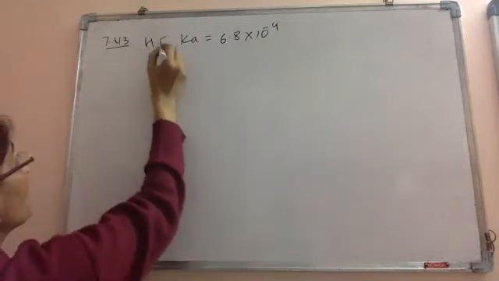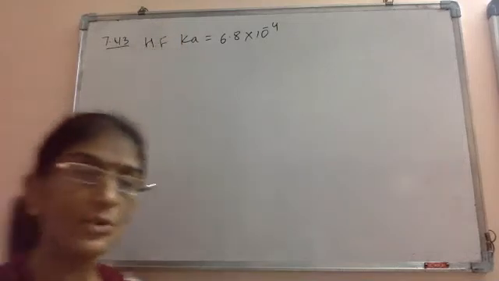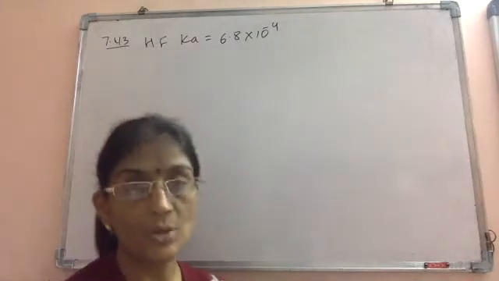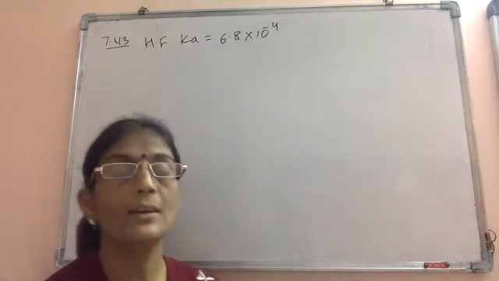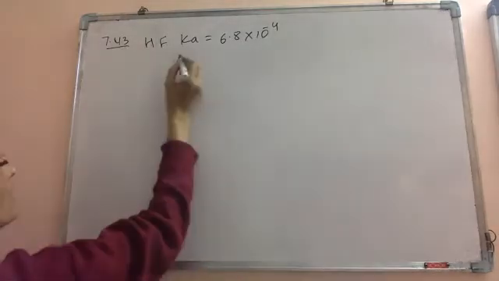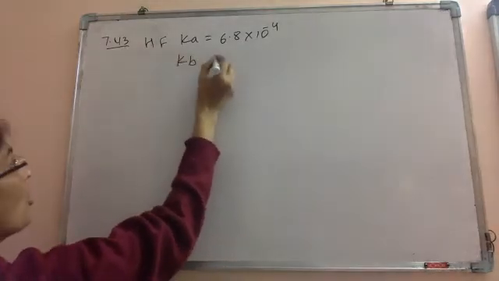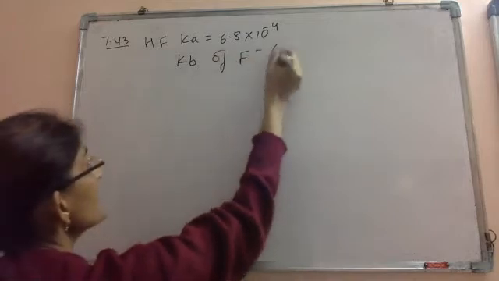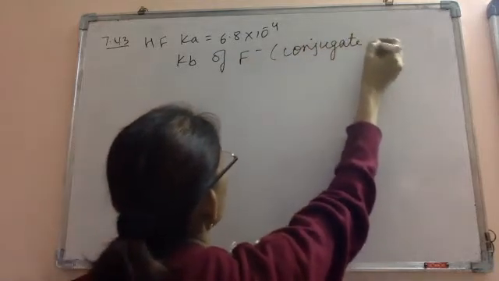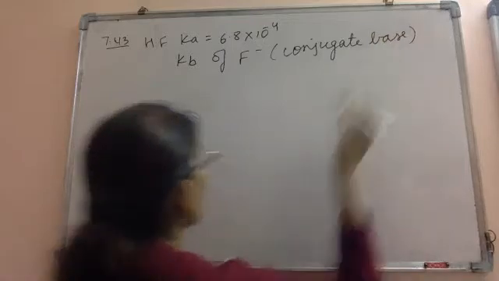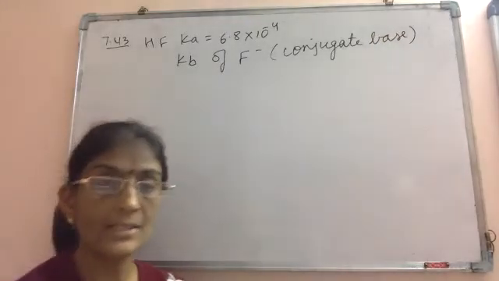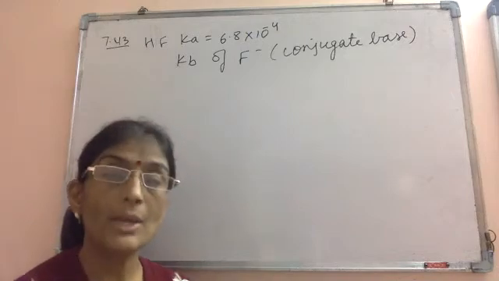HF वीक है, बाकी HCl, HBr और HI स्ट्रॉन्ग एसिड होते हैं, और जो भी वीक एसिड्स होते हैं उनके आयनाइजेशन कांस्टेंट्स होते हैं. So HF is weak acid, its ionization constant is given. We have to determine Kb of F minus, which is conjugate base. हर एसिड का conjugate base होता है. तो HF एसिड है तो उसका conjugate base क्या होगा? F minus. We have to calculate Kb of F minus.